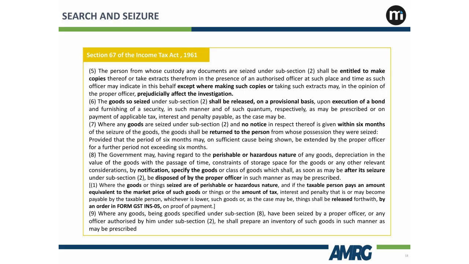प्रोविजनल बेसिस पे मैं एक बॉन्ड एग्जीक्यूट करके दे देता हूँ आपको. There is a process for all this. कुछ अगर ऐसा माल सीज हो गया which is hazardous in nature, which is perishable in nature, for example कुछ केमिकल्स हो गए हैं, कुछ फायर क्रैकर्स हो गए हैं, तो इमीडिएटली the tax officer can sell off these goods.